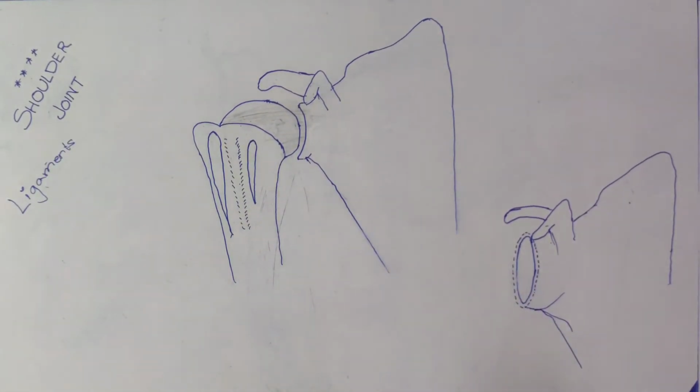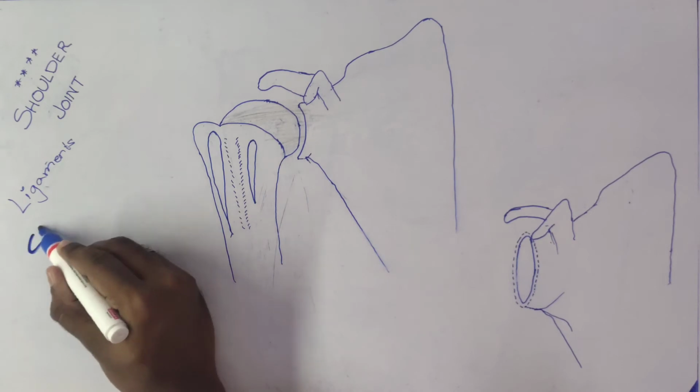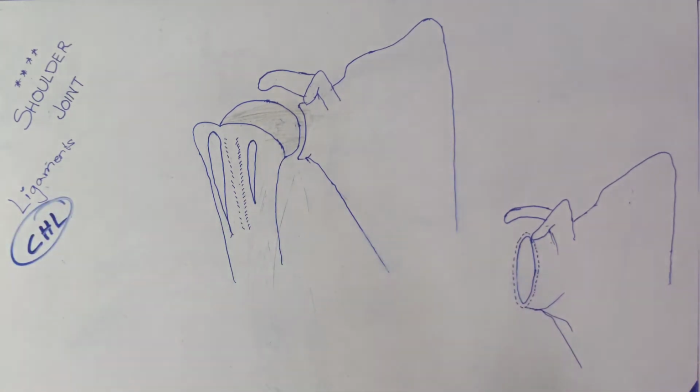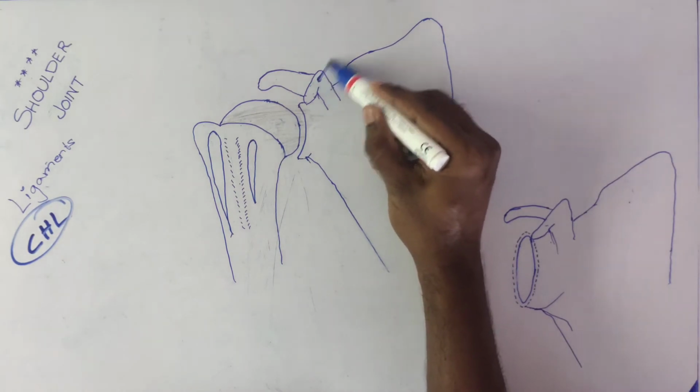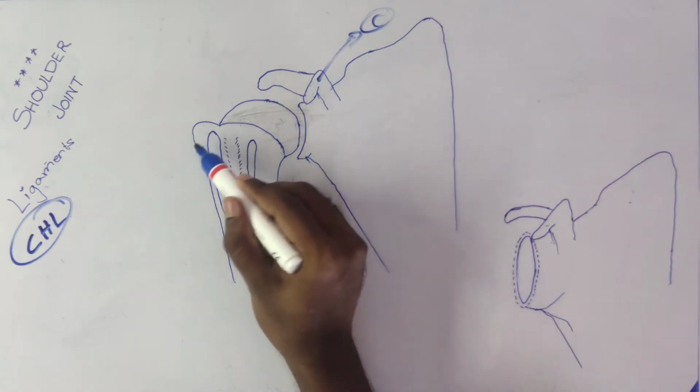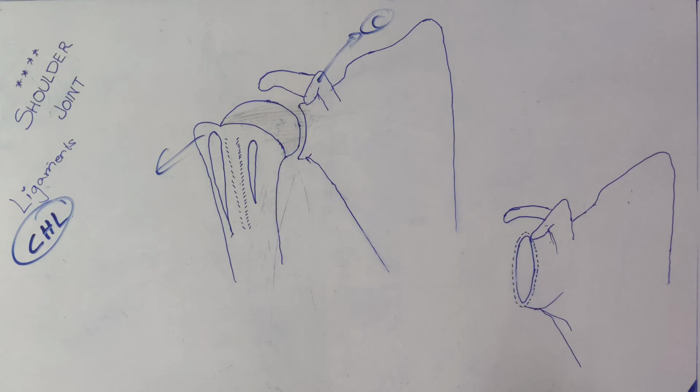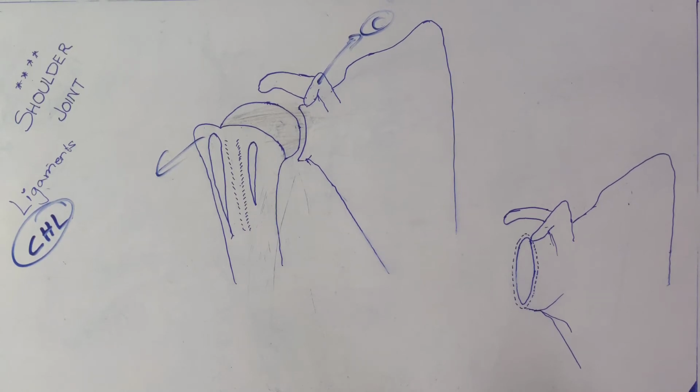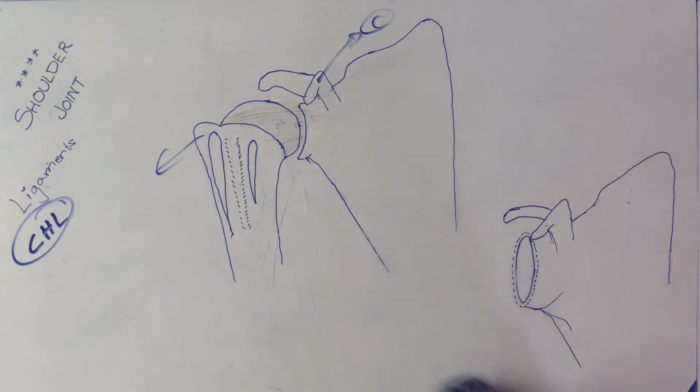The next ligament is the coracohumeral ligament. This is the second ligament. You can see in the name itself: coracoid process and humerus. This is the coracoid process and this is the humerus. So this ligament extends from the root of the coracoid process to the neck of the humerus. It gives strength to the capsule.